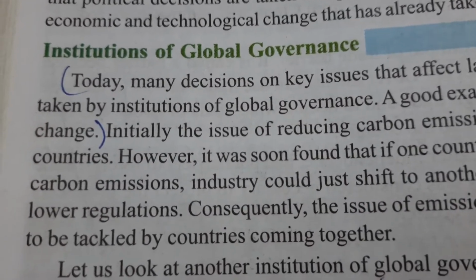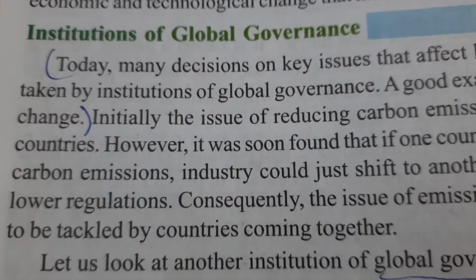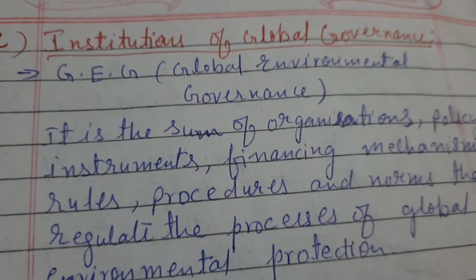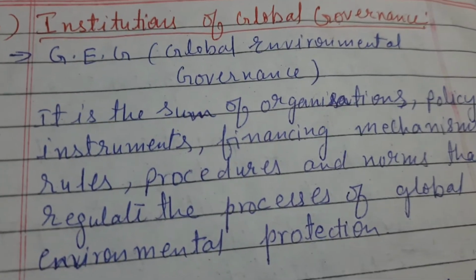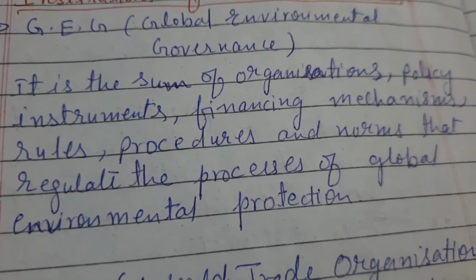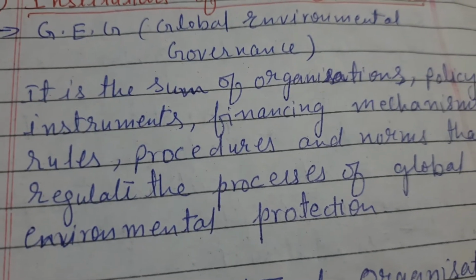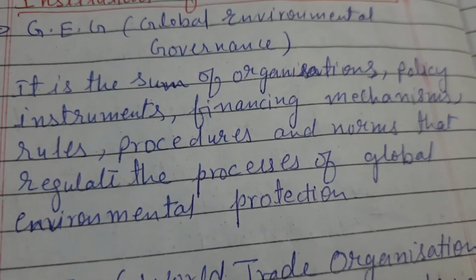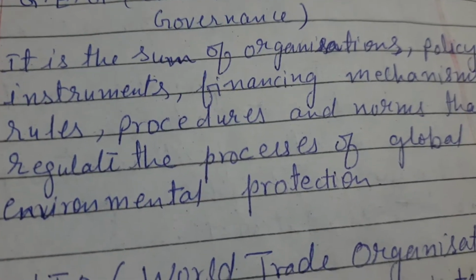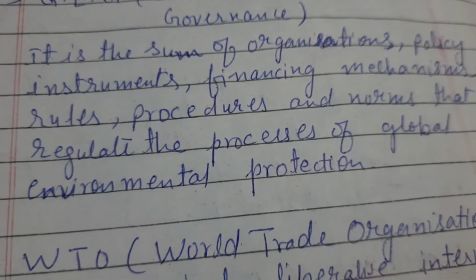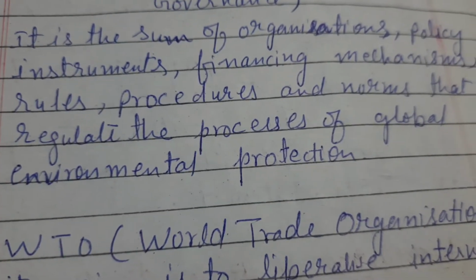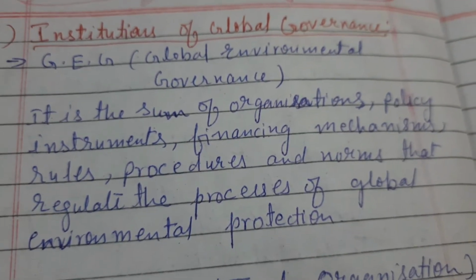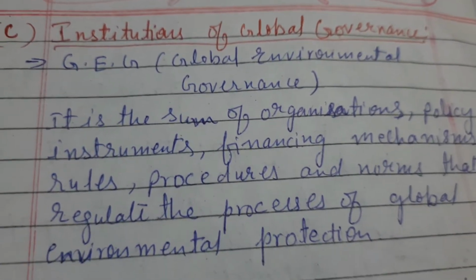Now students, we have another topic, institutions of global governance. There is one such institution called GEG, Global Environmental Governance. It is the sum of organizations, policy instruments, financing mechanisms, rules, procedures and norms that regulate the process of global environmental protection. I think you have understood, children. This is one such type of global institution.